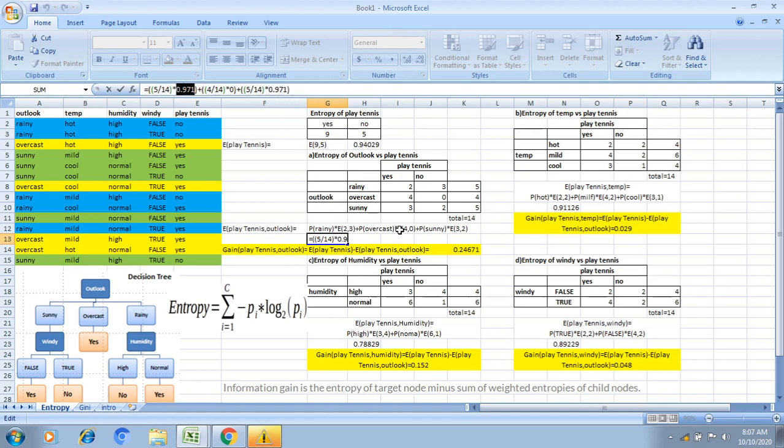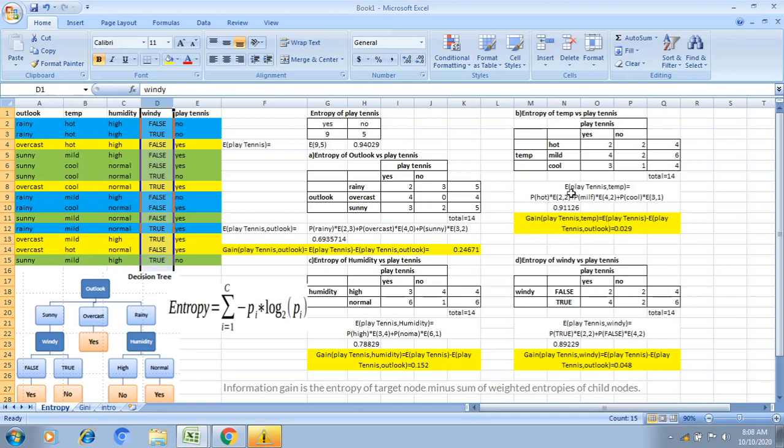E of 2 comma 3 or E of 3 comma 2, both are the same. Here I calculated the weightage of entropies of the child node. I calculated the outlook versus play tennis, and now I have got the information gain of outlook. Similar way, we need to calculate temperature, humidity and windy, so that I got different gains here.